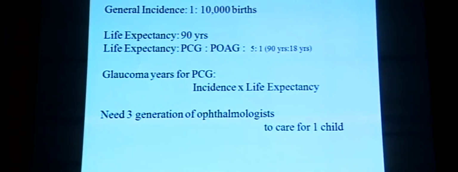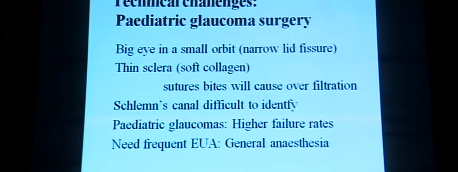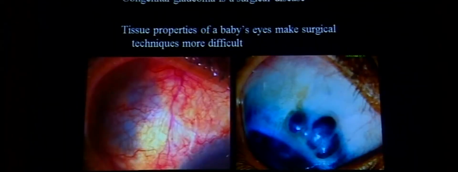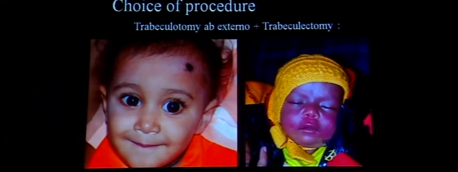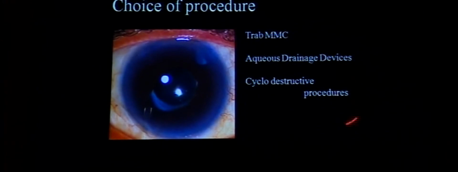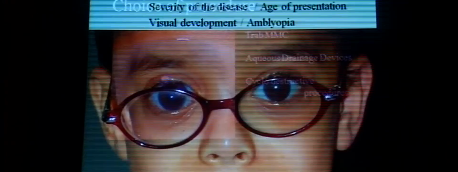Glaucoma accounts for 1 in 10,000 live births, and average life expectancy is 90 years, so you actually need three generations of ophthalmologists to take care of one child. Glaucoma surgery in pediatric eyes is challenging, and remember that congenital glaucoma is a surgical disease. The first surgery usually carries the best success rate. Trabeculotomy ab externo with trabeculectomy is the first preferred choice, and then these are additional choices that you could look at for repeat surgeries.